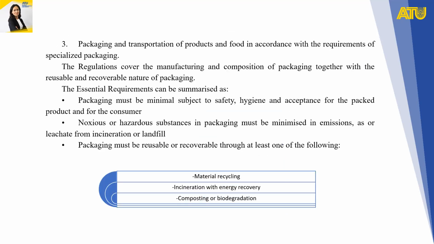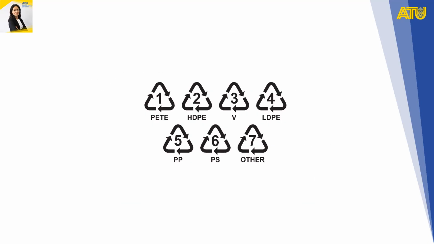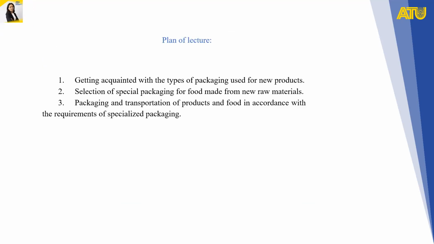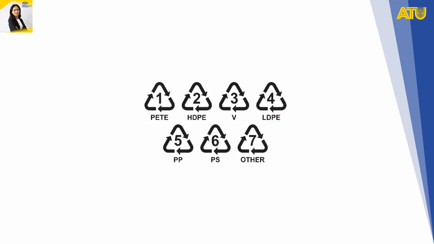So we've told here the types of plastic used to package food products. We've discussed it, and this is the marking on the bottles or on the food products.